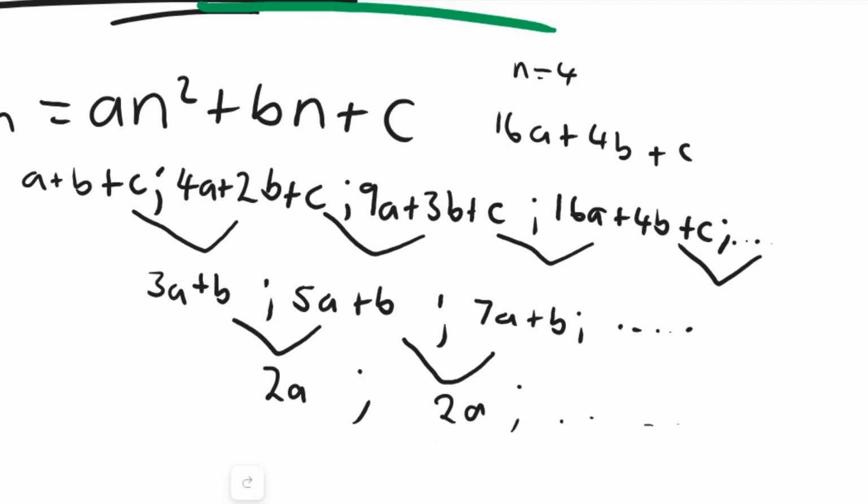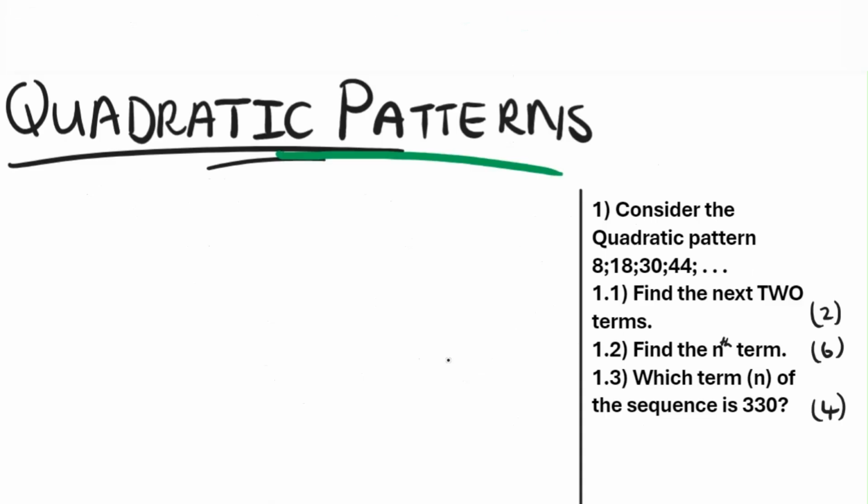Now let's look at some problems and solve them using the techniques that we learned from this introduction. Problem number one says: consider the quadratic pattern 8, 18, 30, 44, and so on. For that quadratic pattern, you are going to find the next two terms. What we want to do is write this pattern in our workbook.